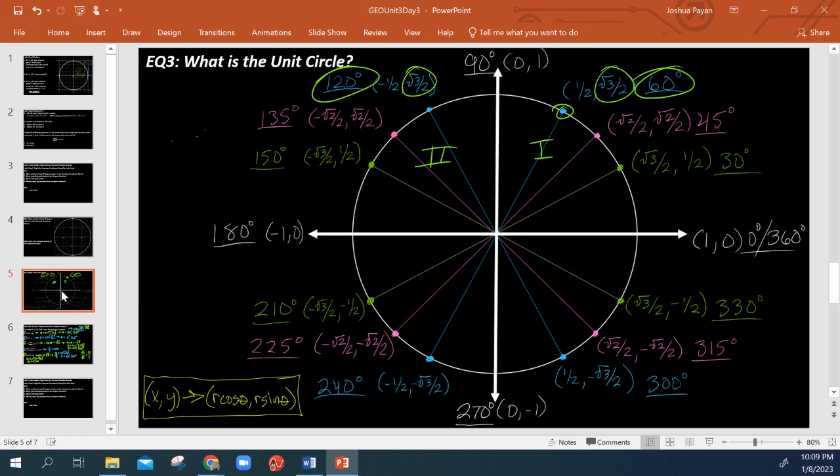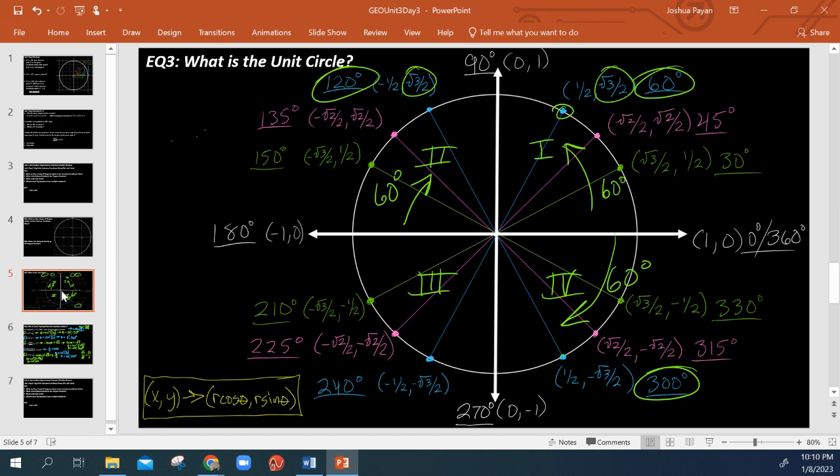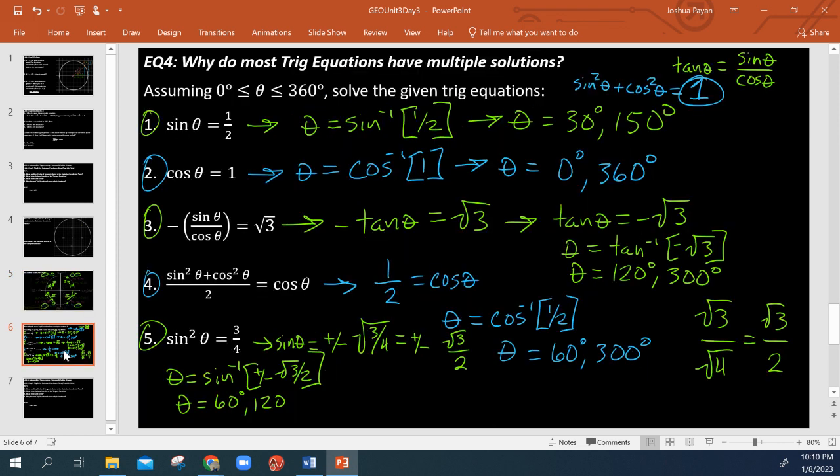Now, what about our negative square root of 3 over 2? Well, sine is negative in quadrants 3 and 4. So we're going to have to use a reference angle, 60 degrees, right? So that means we're going to come down 60 degrees. And that's going to put us here at 300 and here at 240. So the other two solutions are 240 and 300 degrees.